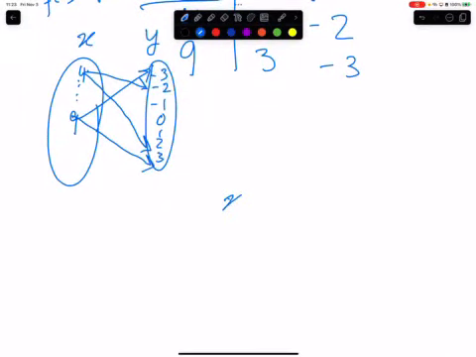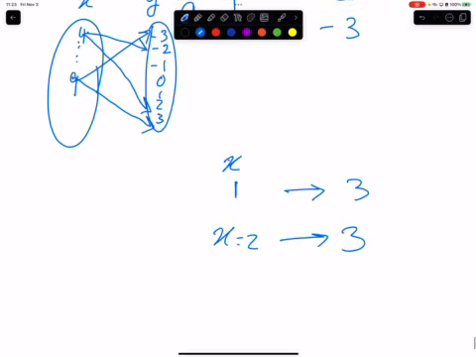I cannot say when x is 1, my answer is 3. When x is 2, my answer is also 3. And also 2. So when x is 1, my answer is 3. When x is 2, my answer is 3. And my answer is 2. That makes no sense. So that makes no sense in any equation that you know of. That's how you look at it.